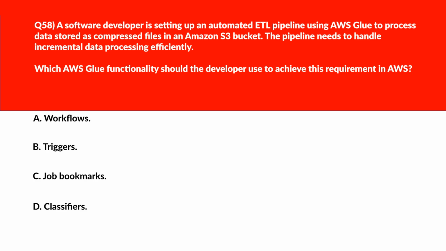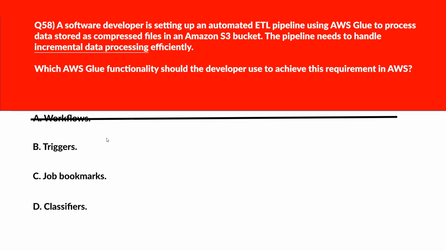All right, now we got an interesting question. So here the pipeline needs to handle incremental data processing. Let's look at option A. A says workflows. Workflows manages and automates complex ETL jobs but does not address incremental data processing. We'll eliminate this. Now let's move to option B. B says triggers. Triggers initiate AWS Glue jobs based on specific conditions but again do not support incremental data processing. So B is also wrong.